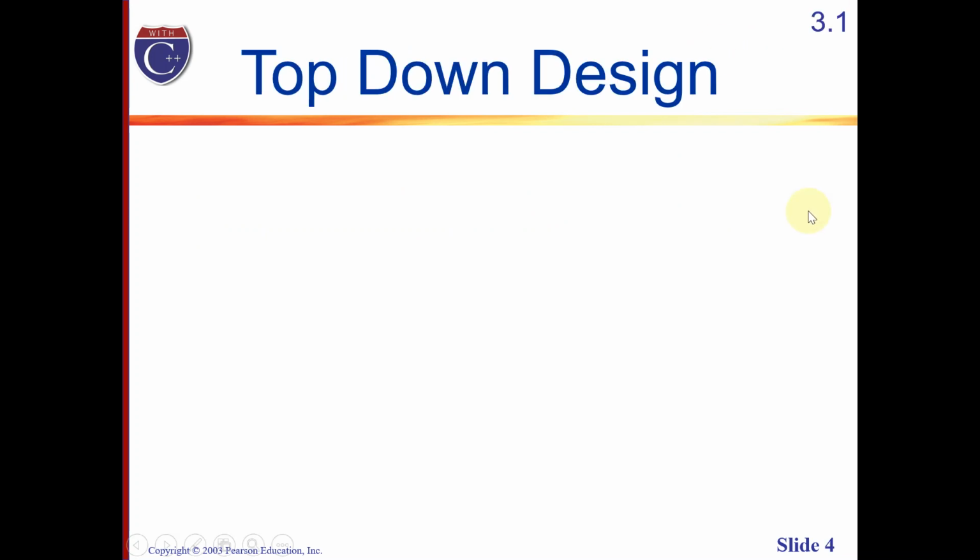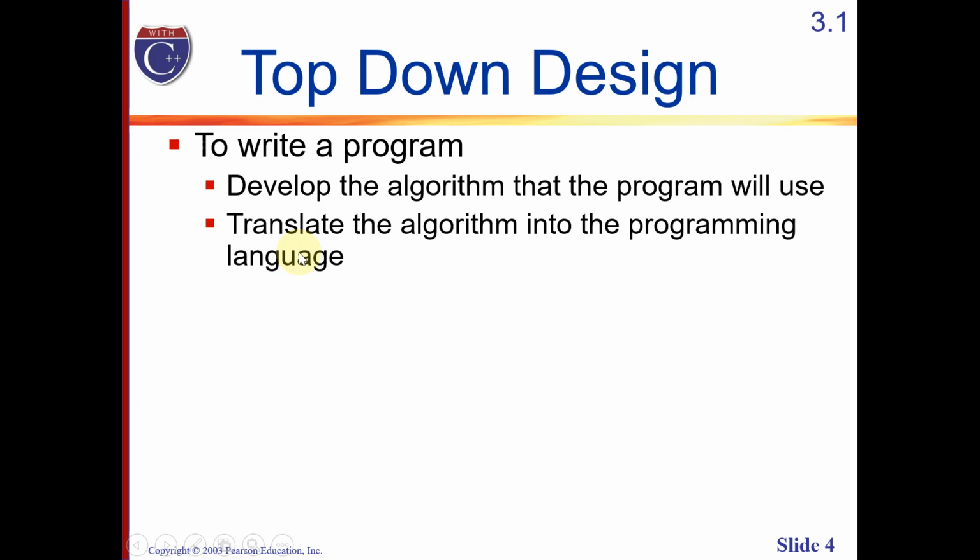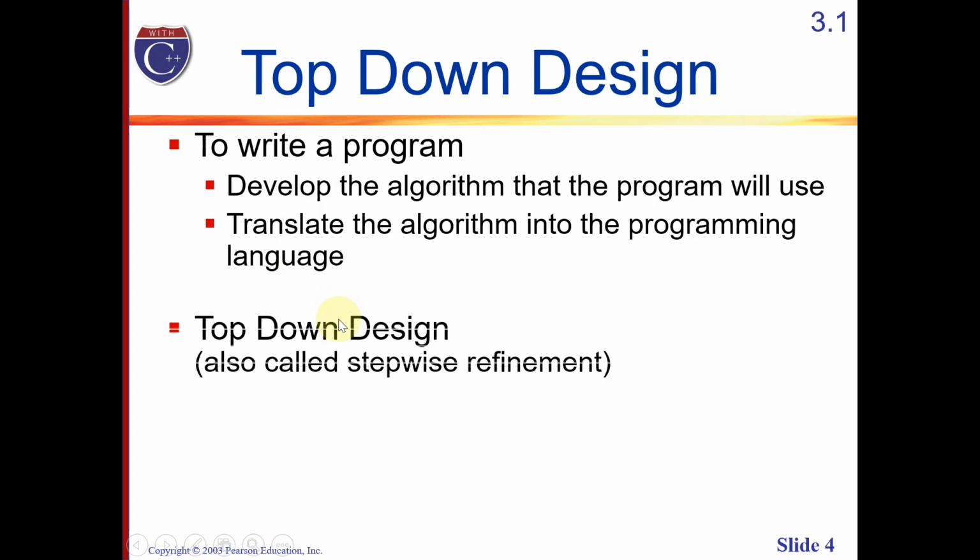But first, let's talk about top-down design. When we are dealing with functions, it is important that we first understand the concept of top-down design. When writing a program, we've already learned that we need to develop the algorithm that the program will use. And of course, after that, we need to translate that algorithm into the programming language, which in this case is the C++ programming language. But what about top-down design?